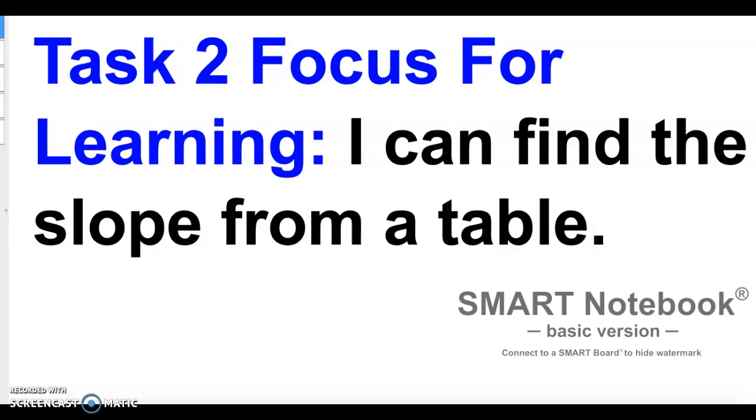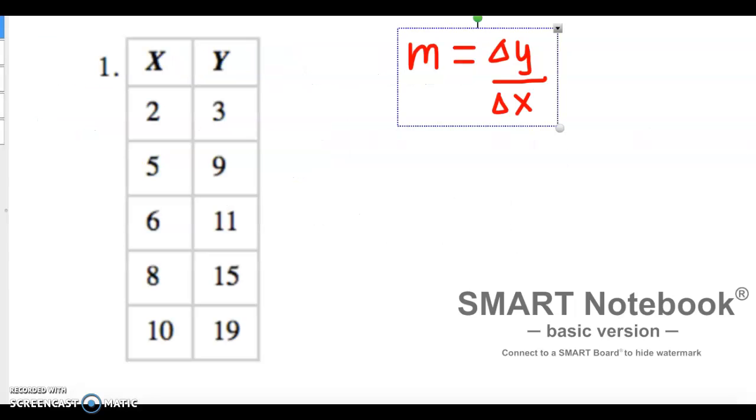Our second task, task 2, our focus for learning, is I can find the slope from a table. So again, remember slope, m, is equal to the change in y over the change in x. So this little triangle here, that's the delta symbol, it means the change in. So this right here means this, oops, I covered it up. This means the slope is equal to the change in y over the change in x.